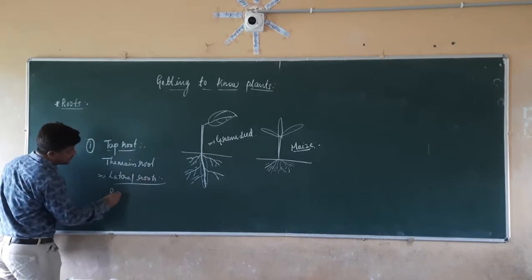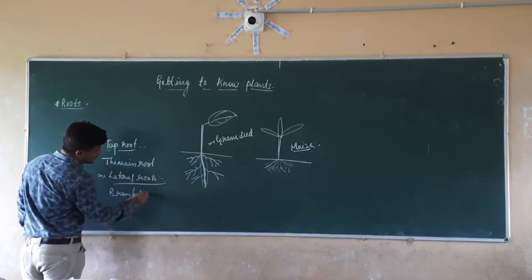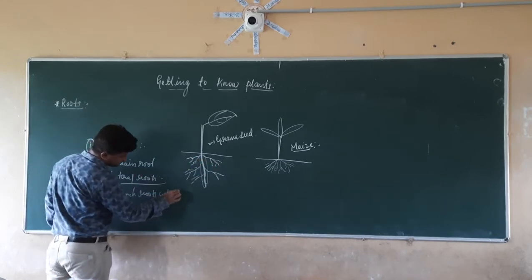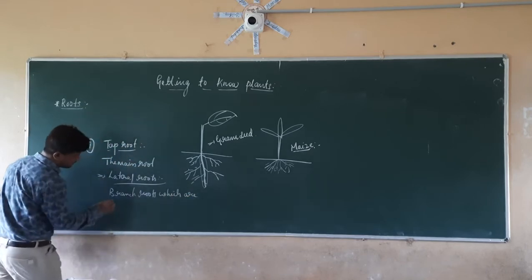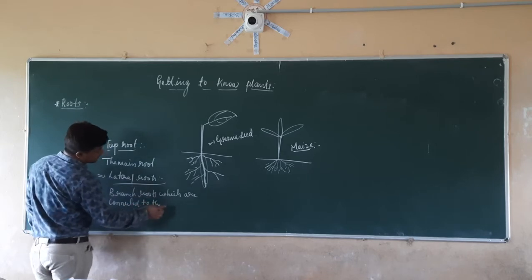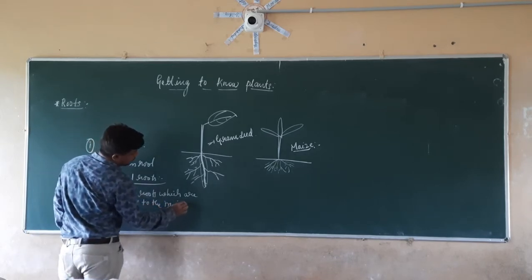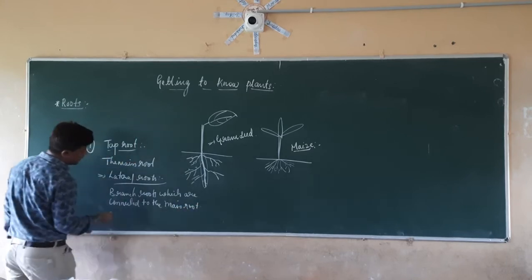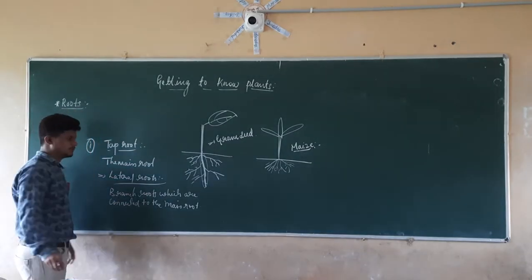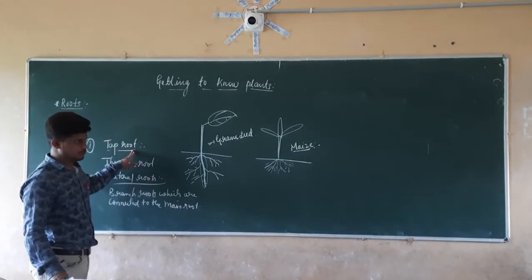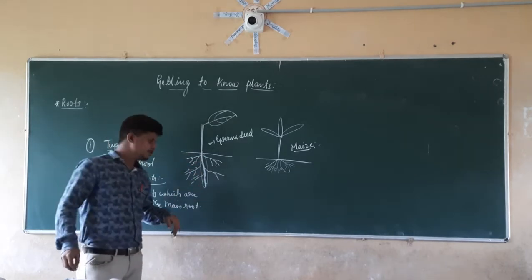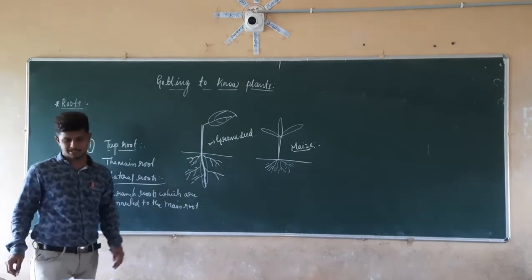The branch roots which are connected to the main root are lateral roots. So it is the first form of the root, that is nothing but the tap root. Here the tap root is the main root, on which branch roots are there. Those branch roots are the lateral roots.